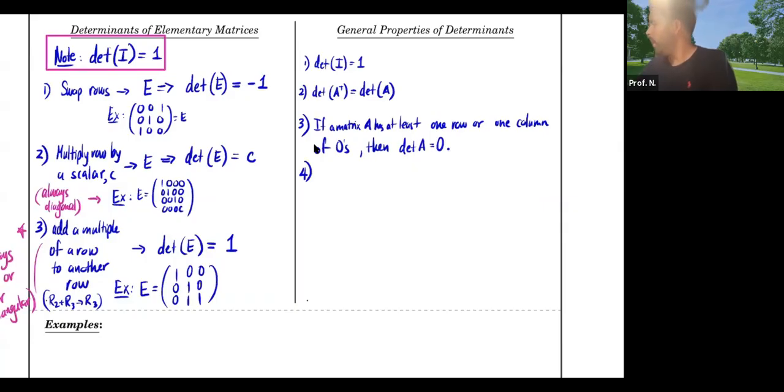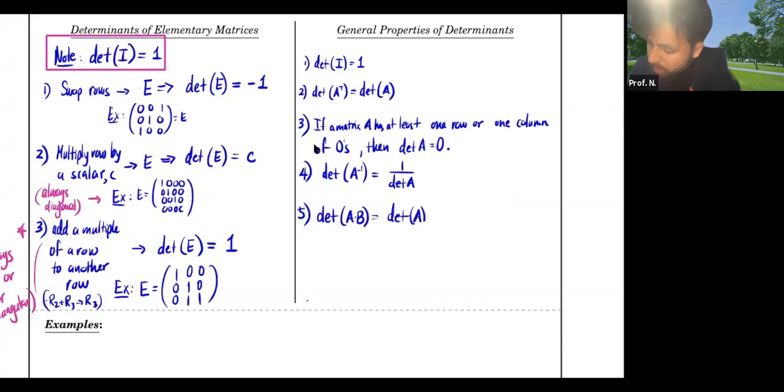What else? Oh, yes. The determinant of A inverse is equal to 1 over the determinant of the original matrix. And I'll leave you with one more. The determinant of a product of matrices is equal to the determinant of one of them multiplied by the determinant of the other.